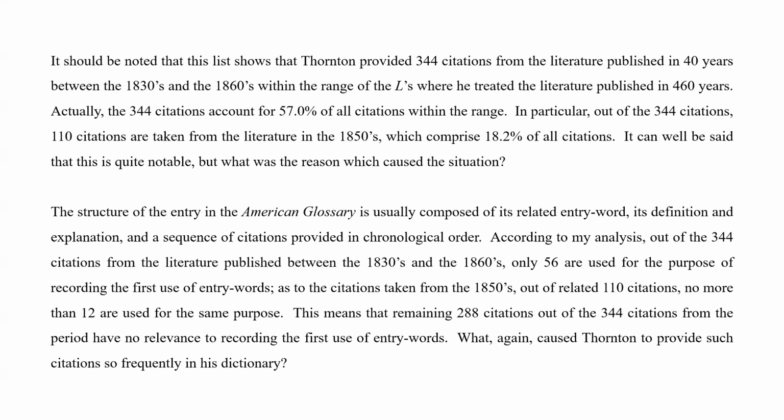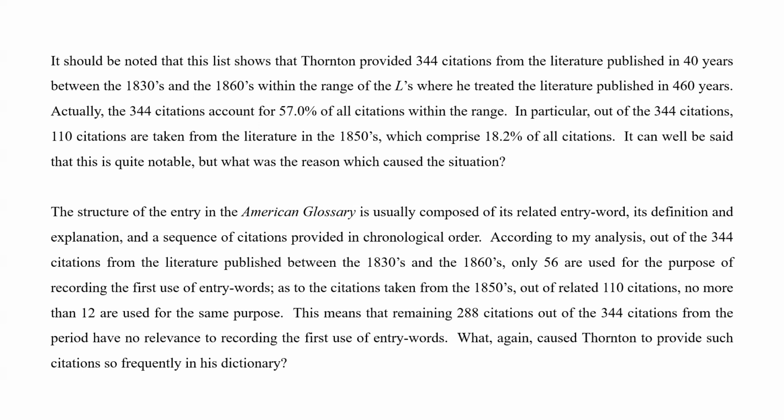In particular, out of the 344 citations, 110 citations are taken from the literature in the 1850s, which comprised 18.2% of all citations. It can well be said that this is quite notable, but what was the reason which caused the situation? The structure of the entry in the American Glossary is usually composed of its related entry word, its definition and explanation, and the sequence of citations provided in chronological order.